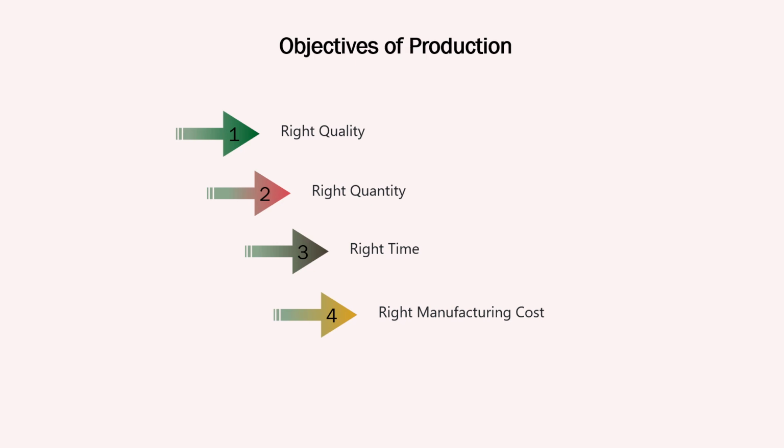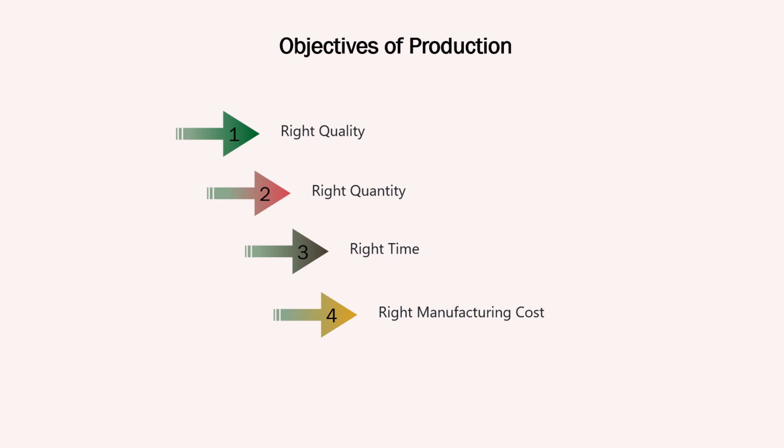So we need to make sure we produce the product in order to reach customers on time, because our competitors are already available in the market. They will acquire the market and grab the customers. That's the reason we need to make sure that we reach our customers on time. This is all about the concept of right time.